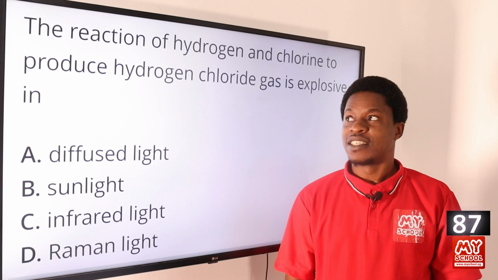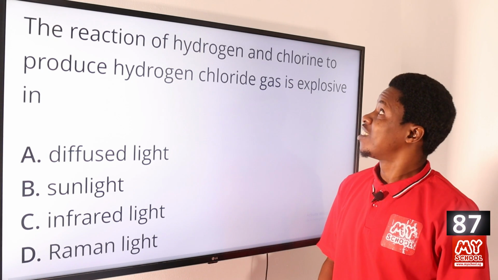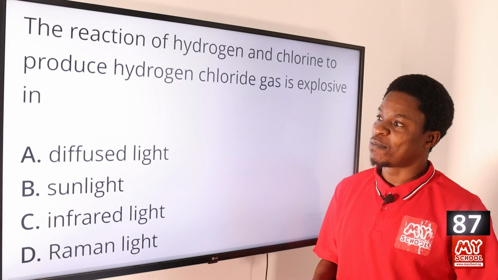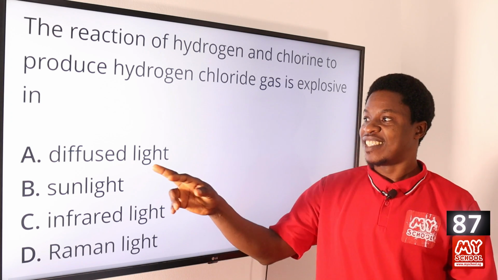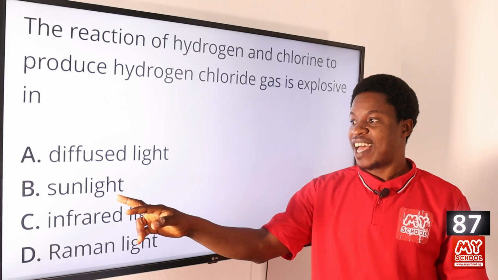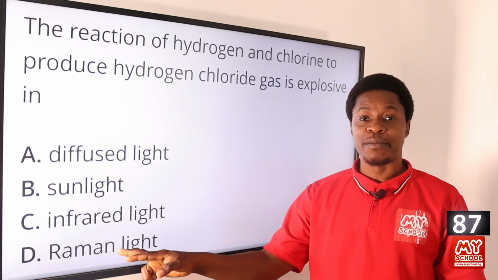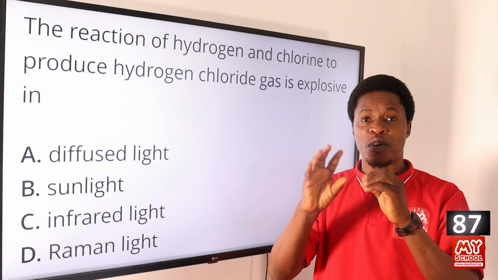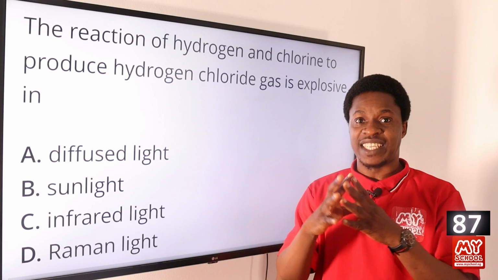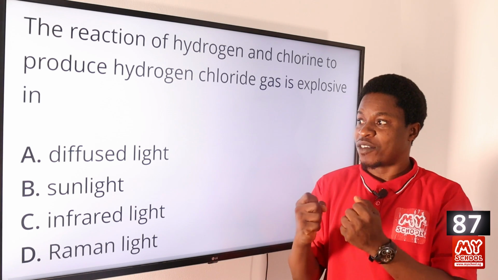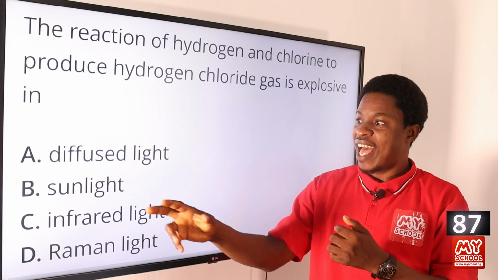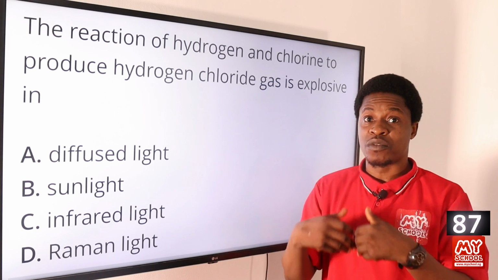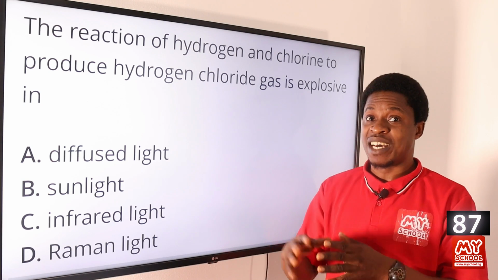Question number 87. The reaction of hydrogen and chlorine to produce hydrogen chloride gas is explosive in what? Is it diffused light? Is it sunlight? Is it infrared light? Is it Raman light? Raman light and diffused light are types of light that are formed when there is scattering or absorption of light. But sunlight, of course, like we know, is a natural light from the sun, what we call the solar energy that we get from it.